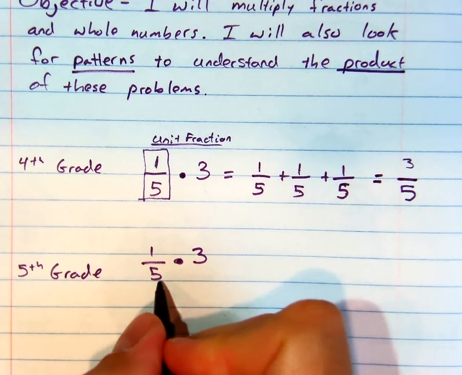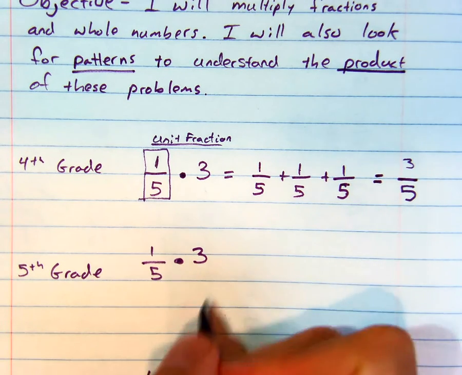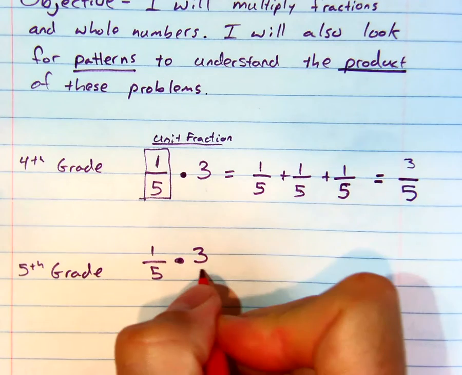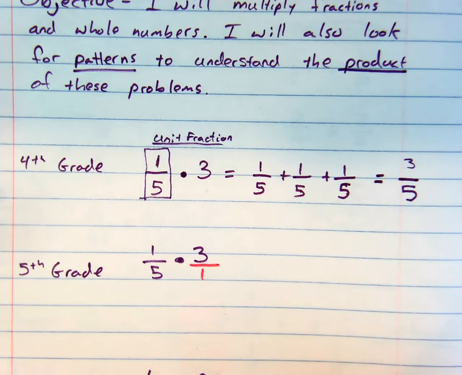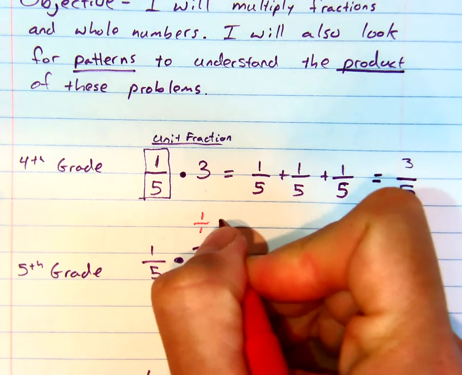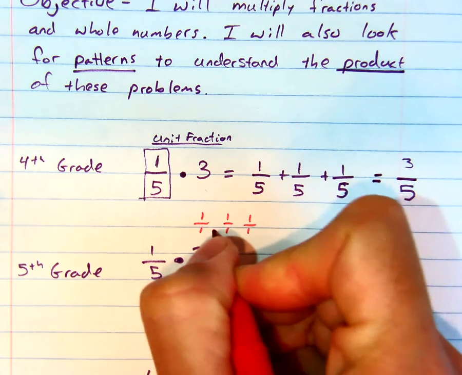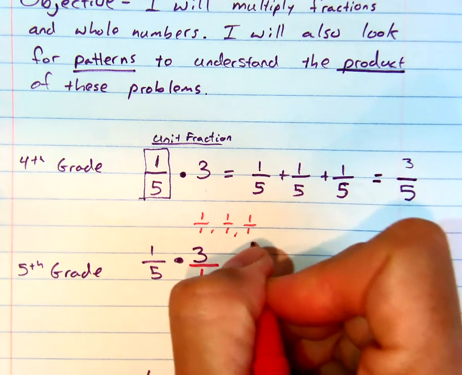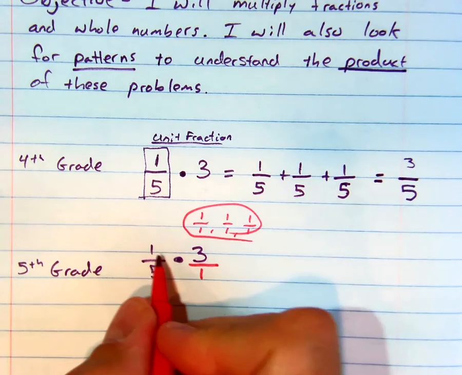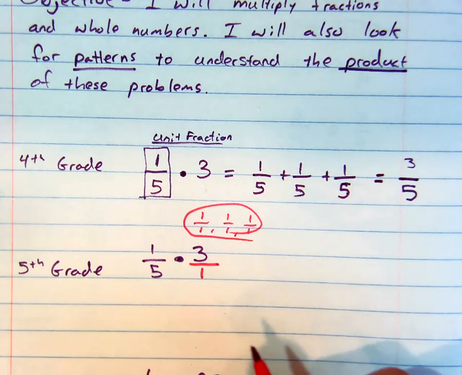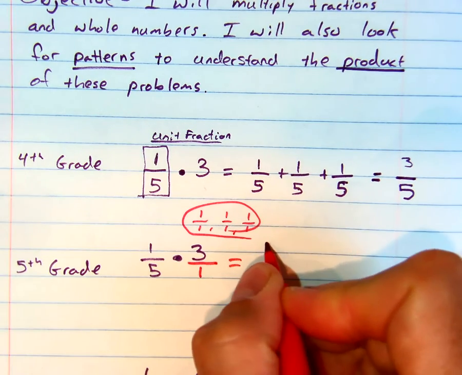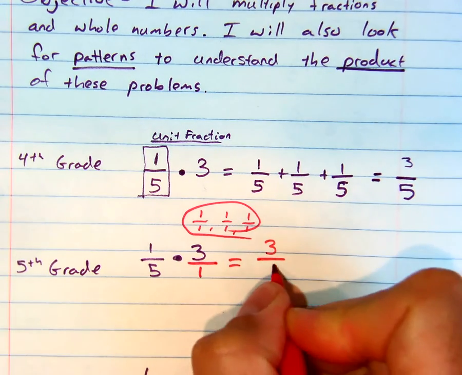So for 5th grade, we're going to do this. Whenever you see a fraction and a whole number, the very first thing you're going to do for the whole number is, let me switch colors so you can imprint it in your brain. We put it over the number 1, because 3/1 is saying I have 1/1, 1/1, and 1/1. So I have 3 1/1s. Now that I have a fraction, I can just simply multiply numerator times numerator and denominator times denominator. So 1 times 3 is 3. 5 times 1 is 5.